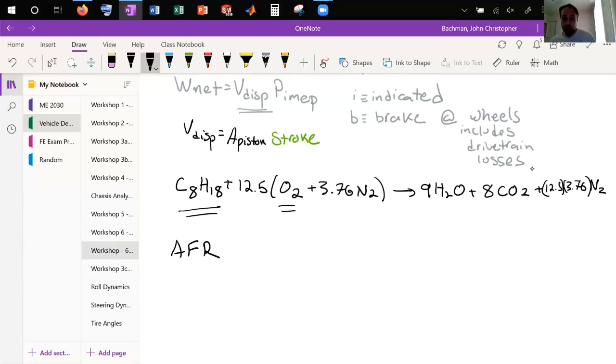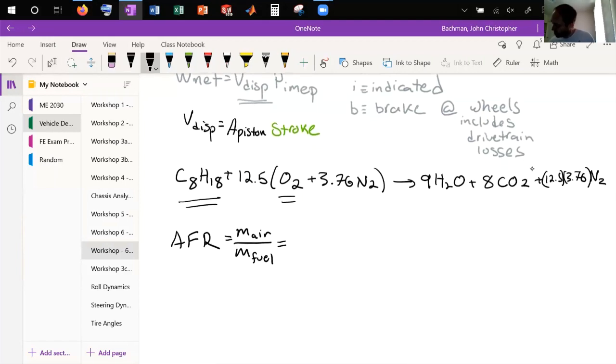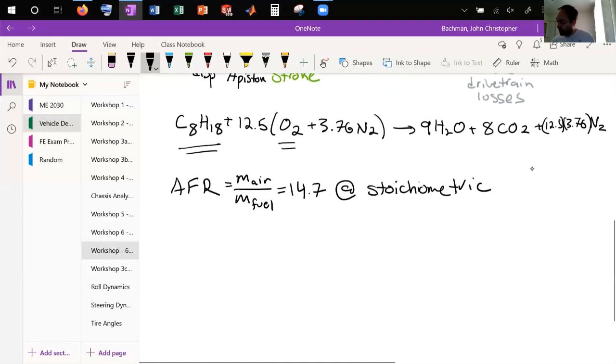So the air-fuel ratio is the mass of air over the mass of fuel. If it was by mole, it would just be 12.5 over 1. But we have to convert it with the molecular weights, which I won't go into as much, but it's around 14.7 for gas. It's kind of the classic. So that's at stoichiometric, as I drew it above. You can practice with your molecular weights if you want to find that.